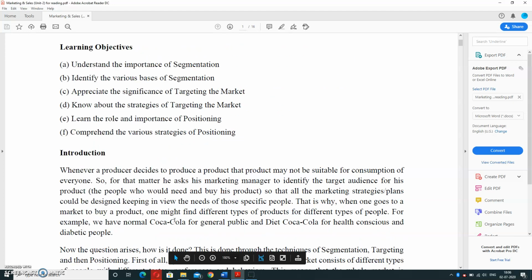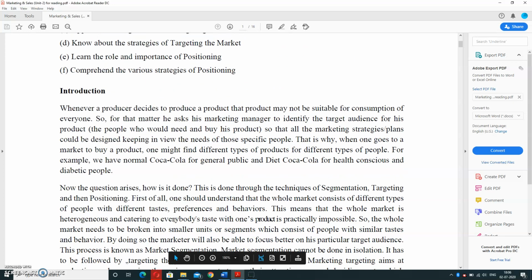Whenever a producer decides to produce a product, that product may not be suitable for consumption for everyone. Generally, if a company is producing any product, this product cannot be used by every user. The demand for the product may change for different users. Users can demand different products. So, to find out what percentage of users like your company's product, and to differentiate what percentage of customers are demanding your product, we need to segment the market.